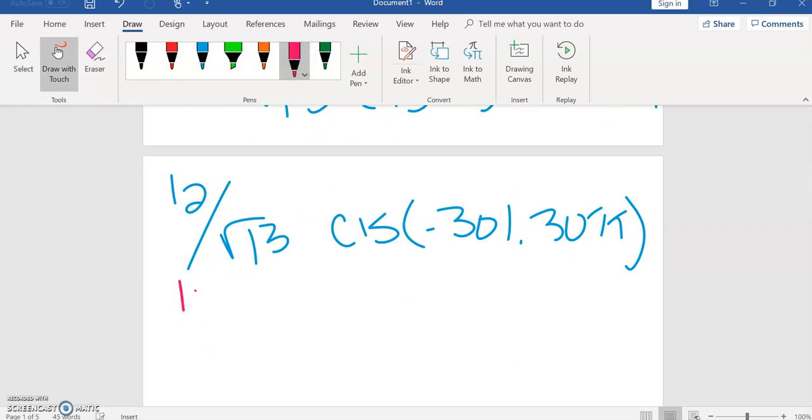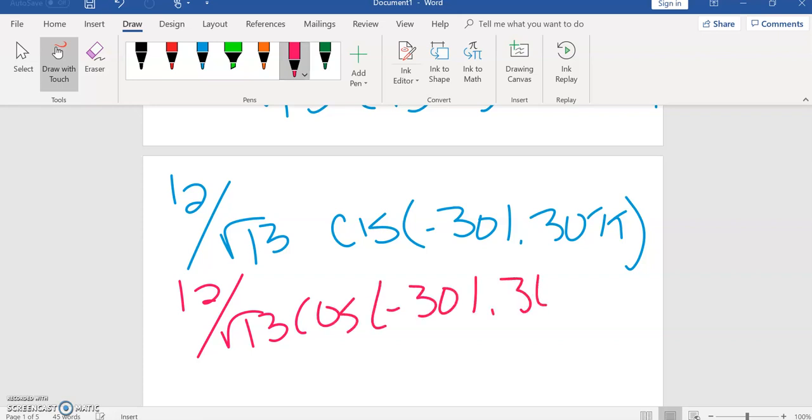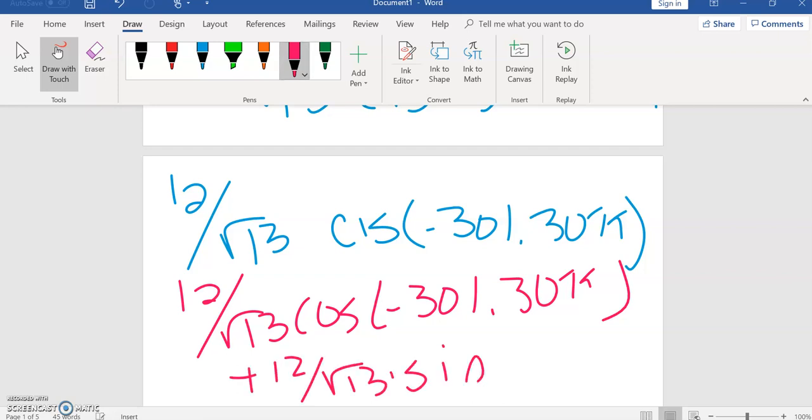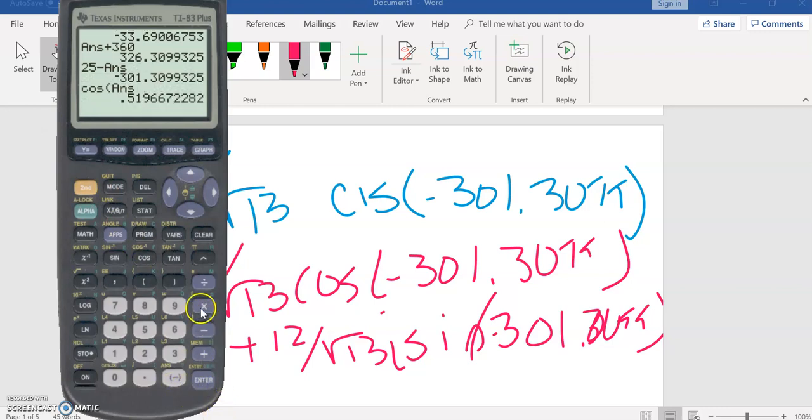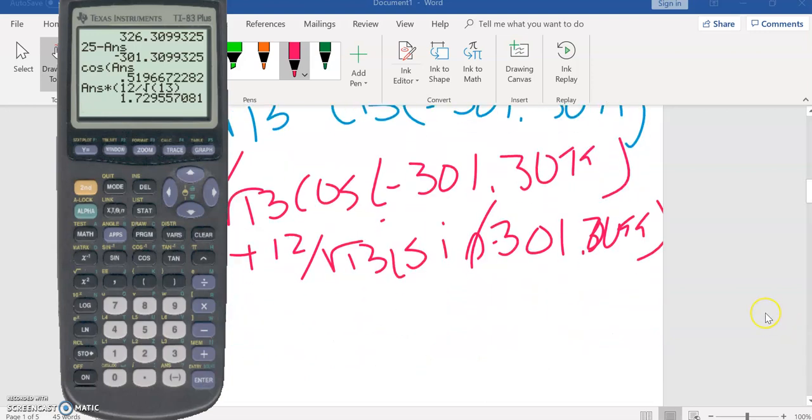Okay, so what does this mean for me? Well, when I write this out, now I need to convert this to rectangular. So this is 12 over the square root of 13 times cosine of negative 301.3099, plus 12 over the square root of 13 times sine of negative 301.3099, times i. Okay, so I'm going to put this in my calculator. I'm going to take the cosine of this, times 12 over the square root of 13, and I get 1.7. So my first thing is 1.7 plus.